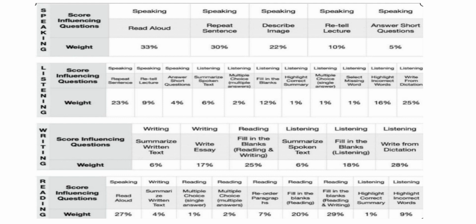So I would suggest, based on the weightage of these tasks, limit your practice based on this weightage percentage. For example, if your weightage is 28% for writing and you're lacking in writing, ensure you practice a lot of write from dictation. Okay. And then followed by fill in the blanks, which is 25%, and then fill in the blanks listening 18%, and write essay 17%.